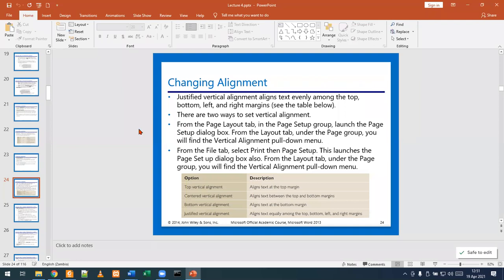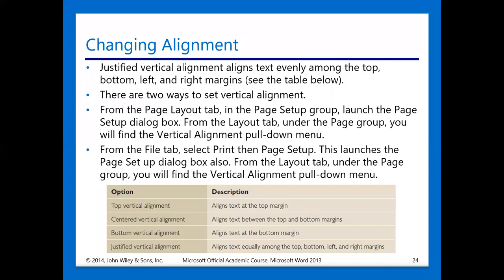So now we know how to change our alignment. So we just go through the remaining notes. Justified vertical alignment aligns text evenly among the top and bottom, left and right margins. And we are going to see these options below. Top vertical alignment aligns text to the top. Center will align between the two margins. Bottom vertical alignment will align towards the bottom, and justified vertical alignment will align your text equally amongst the top, left, bottom, and right margins.